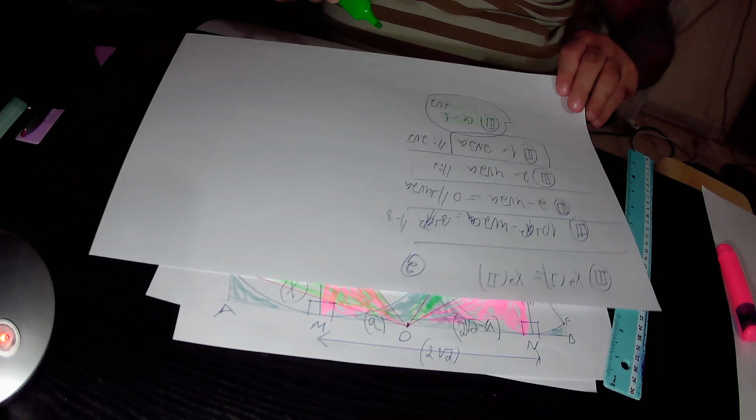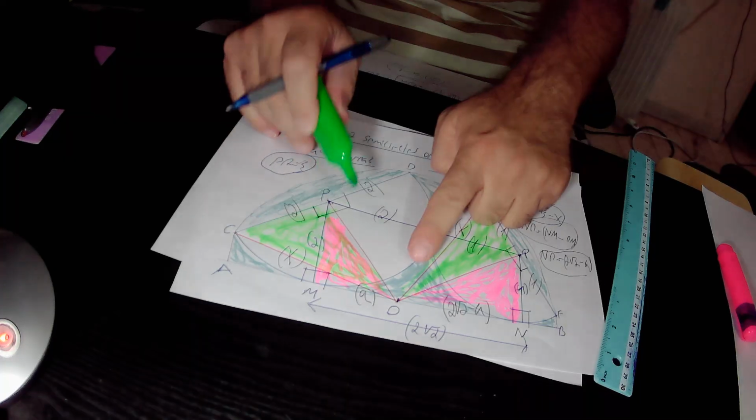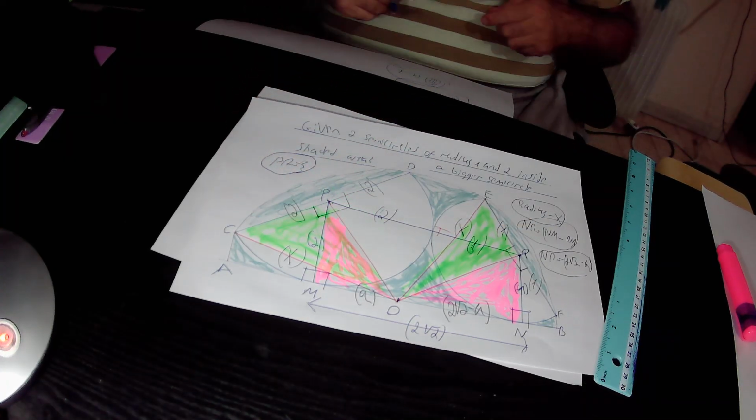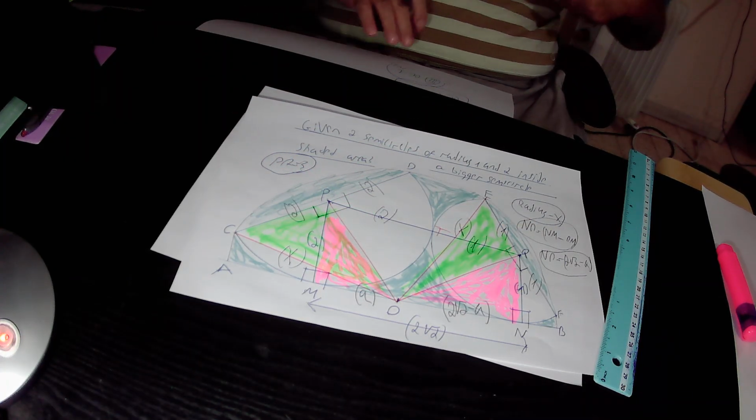Okay, this is my assignment: M1 equals A, and A equals 1 over 2 times square root of 2 units.